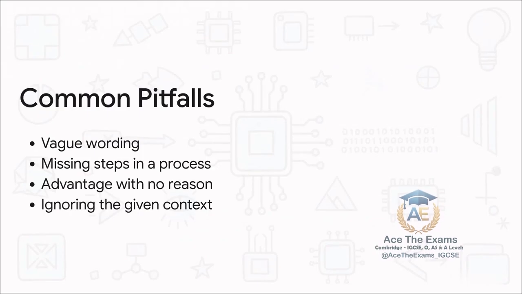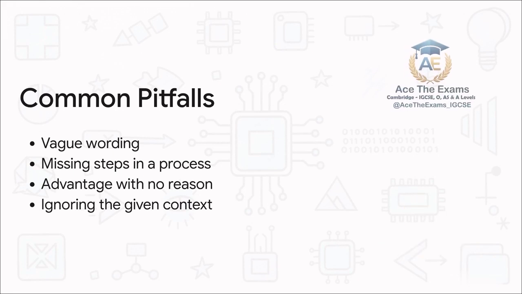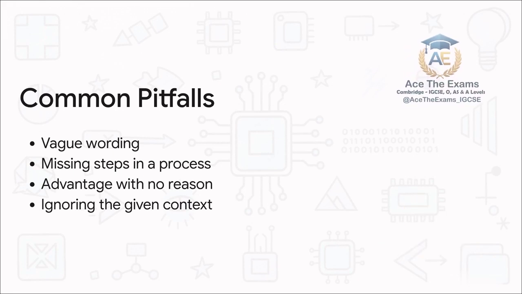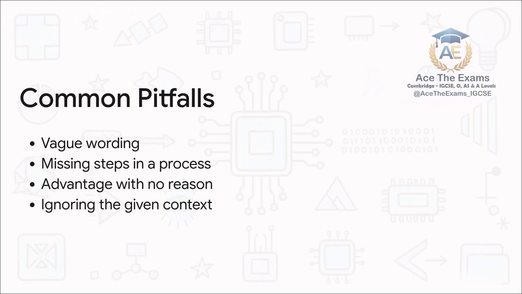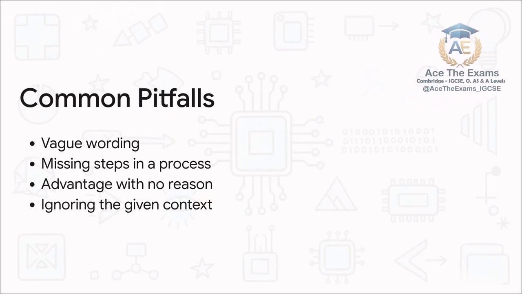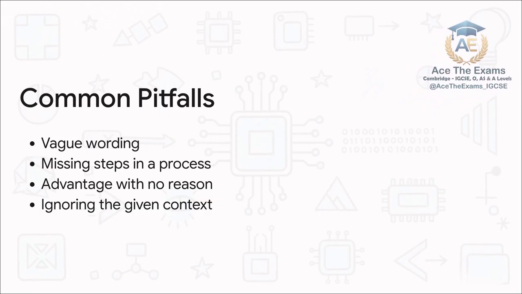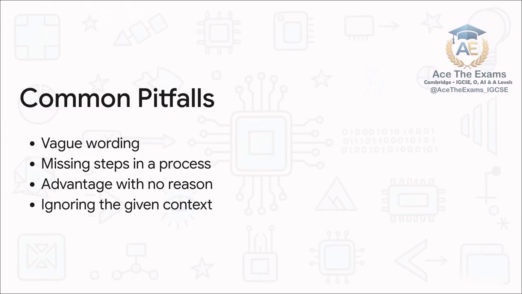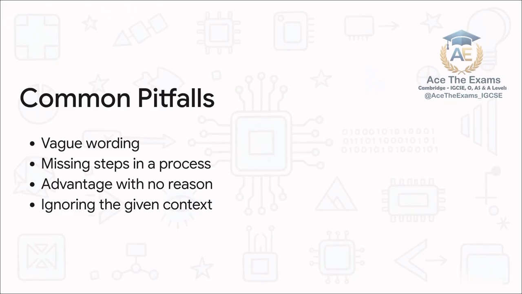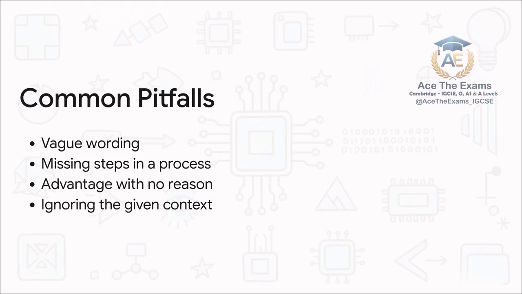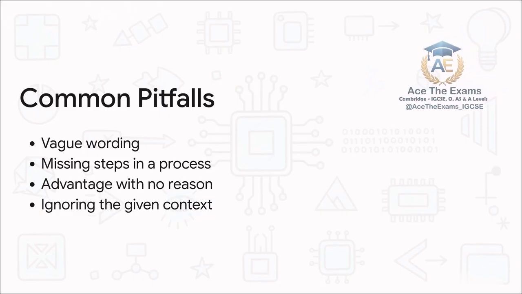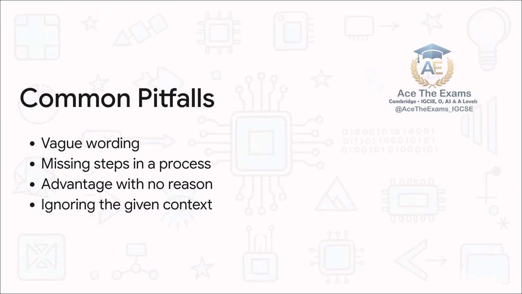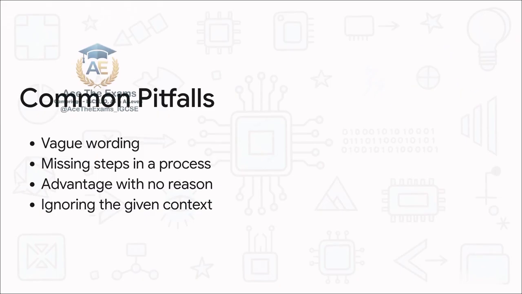As our master progress bar finally reaches 100%, let's rapidly run through these common pitfalls you absolutely must avoid. Number 1, vague wording. You must banish phrases like "it's easier" or "it's faster" from your vocabulary, unless you explicitly state who it's easier for and exactly why. Number 2, missing steps in a sequential process. Don't skip from step A to step D. Number 3, stating an advantage with no underlying reason. And number 4, our biggest repeat offender, completely ignoring the given context.